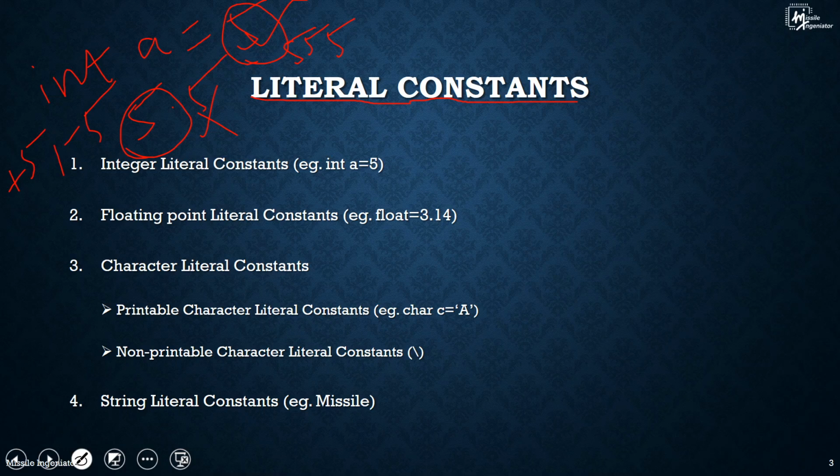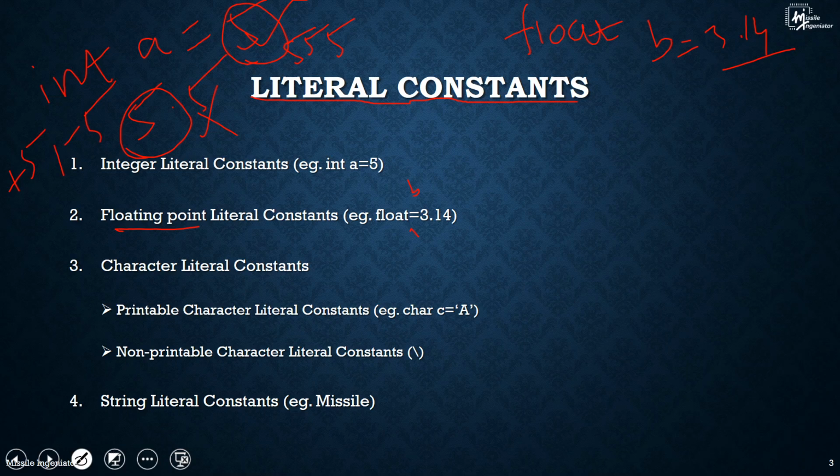The next thing is the floating point literal constant. It should be declared with the data type float, followed by an identifier. Sorry, I forgot to add an identifier here; suppose you give b. So float b equal to 3.14. This 3.14 is a floating point literal constant.